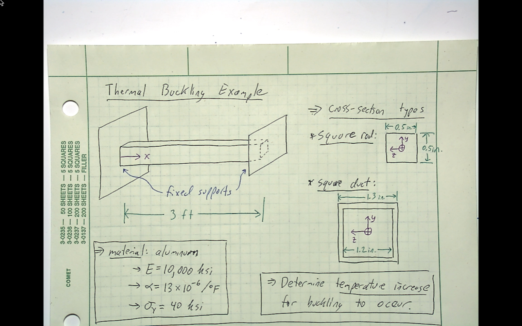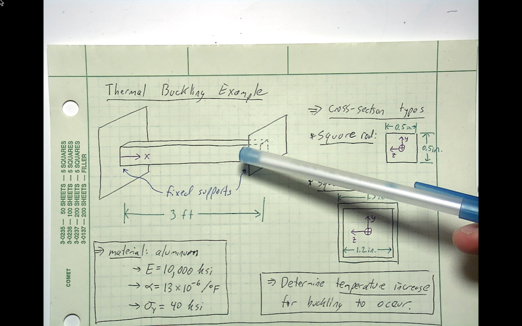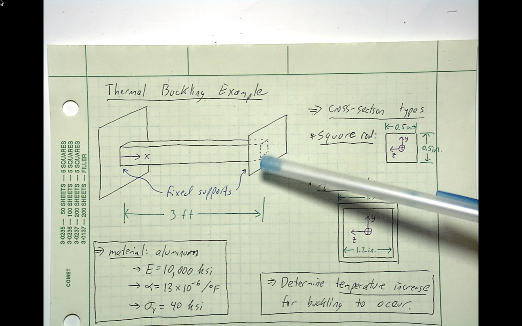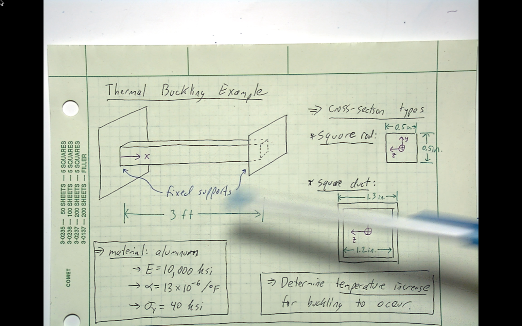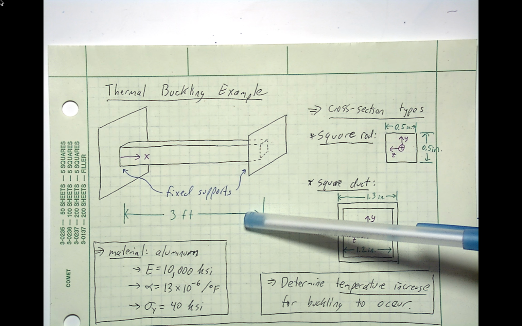All right, this video will have an example going over column buckling due to temperature changes, or what I'm calling thermal buckling. And so here's the system. Well, it just looks like a square shape right now, a square cross-sectional structural member with two fixed supports at the ends separated by 3 feet.